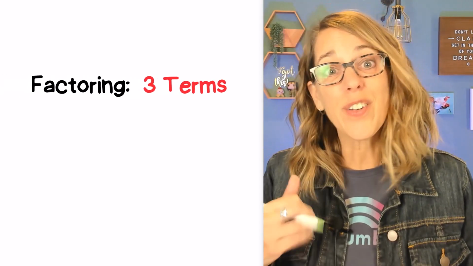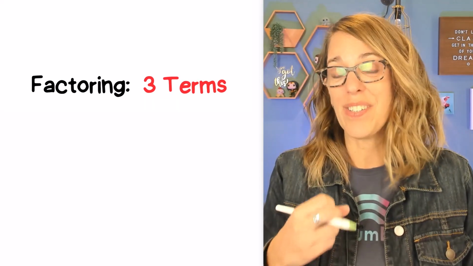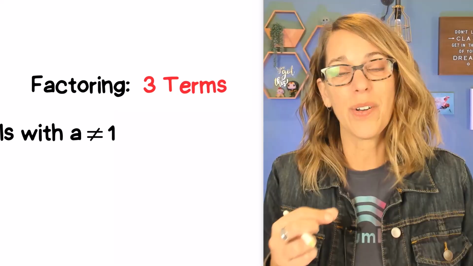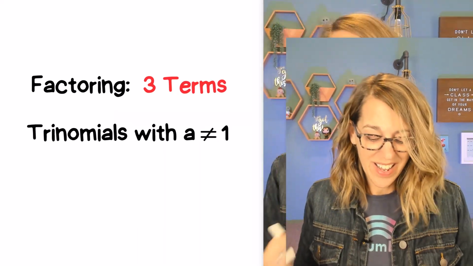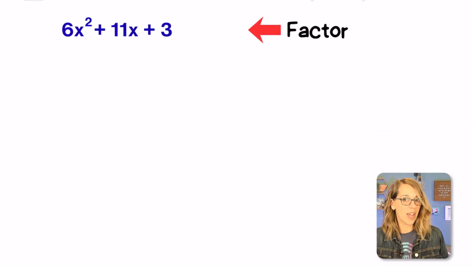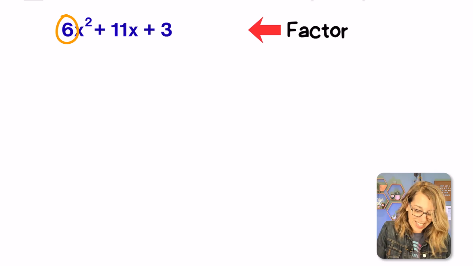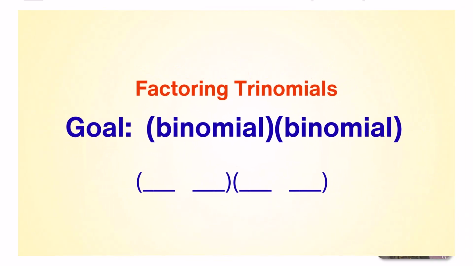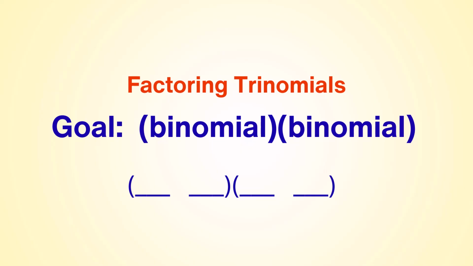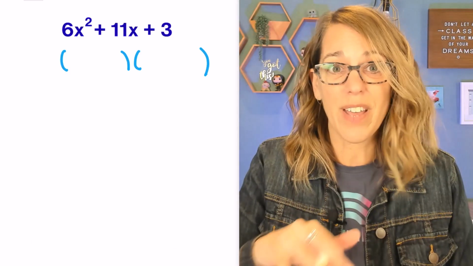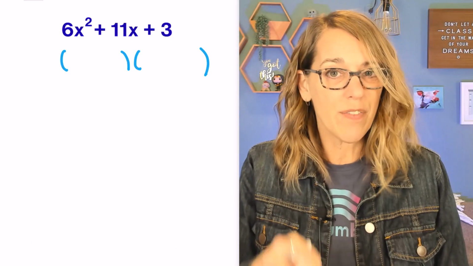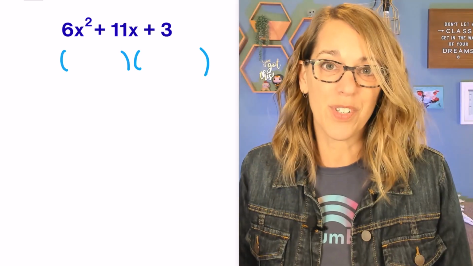Factor three terms, so trinomials again, but in this case, we're going to be looking at trinomials with the lead coefficient other than 1. So in our first example, our lead coefficient happens to be a 6, but this is still a trinomial, which means that we're going to factor this into the product of two binomials. Now I can jump right into this step because I don't have a GCF. No shared factor in all three of those terms.